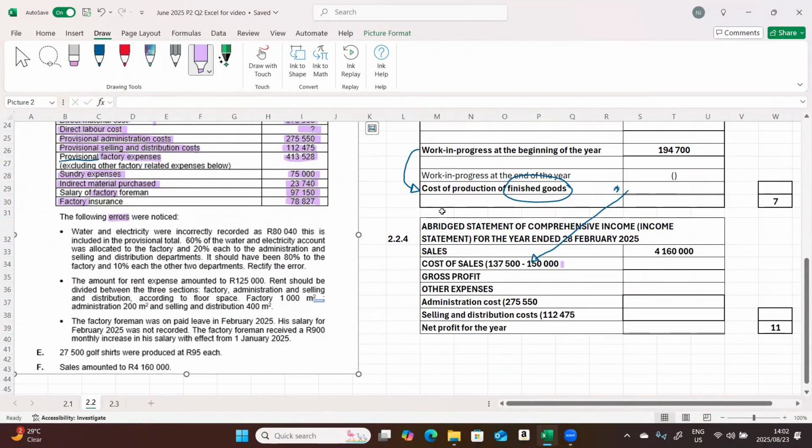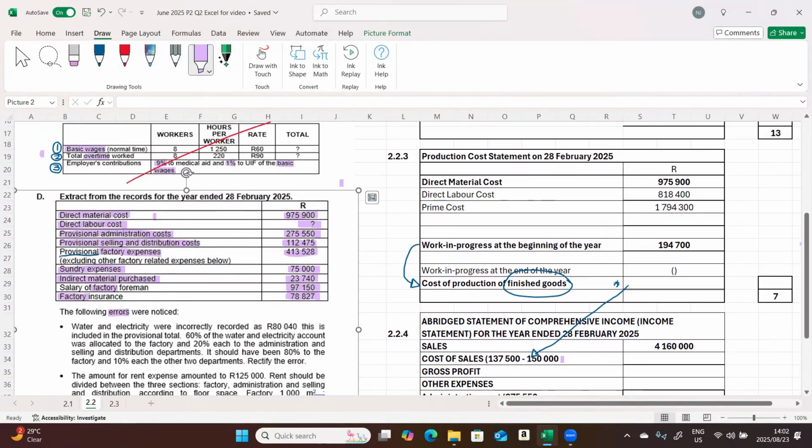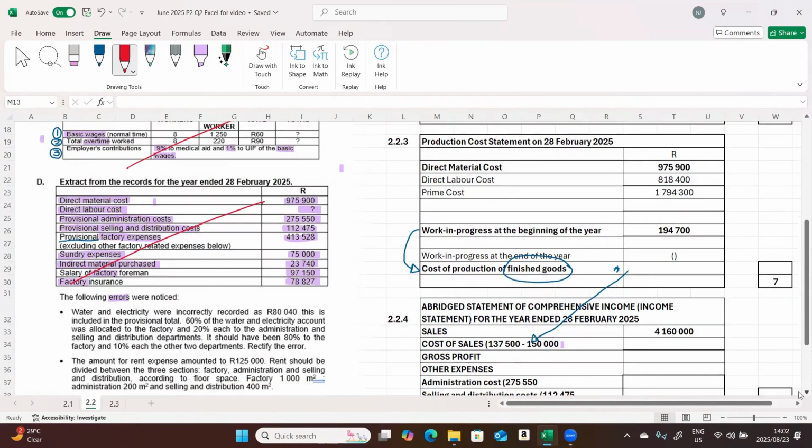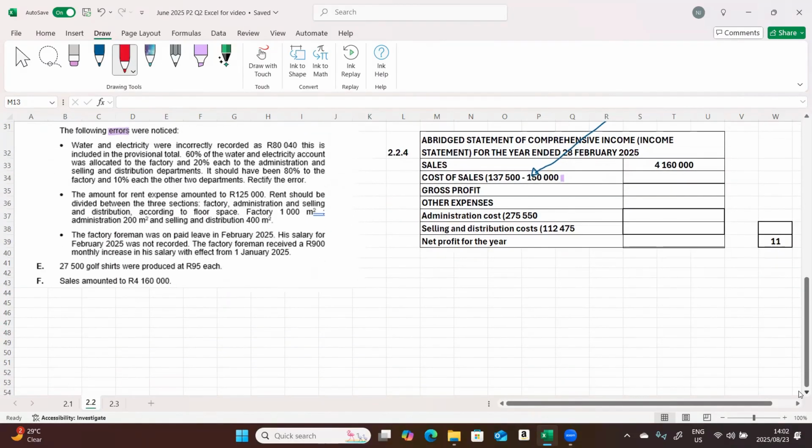Let's have a look. Now we are done. I actually just wanted to draw a line through all of these opening balances, but now we can. Okay, we are done with all of that. Now we can go to our errors and make some adjustments in the factory overhead note. So the following errors were noticed.